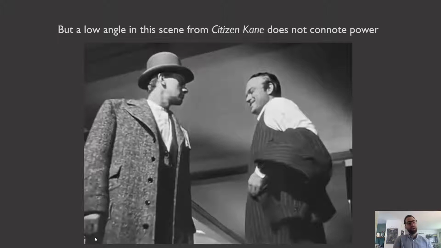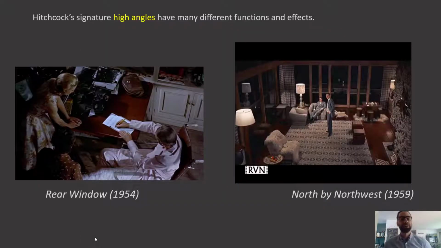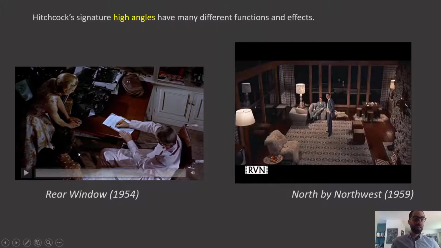So we have to consider the ways in which narrative content has to be considered first, or it has to be always considered in conjunction with a particular way of shooting something. Hitchcock is a director who is famous for using high angles throughout his films, and yet I think there would be a mistake if we were to say that a Hitchcock high angle always means one particular thing.